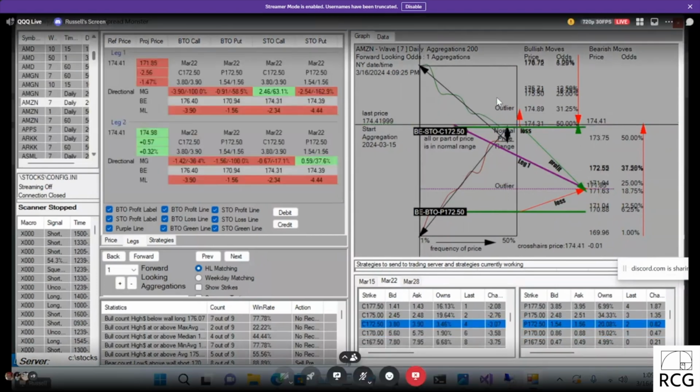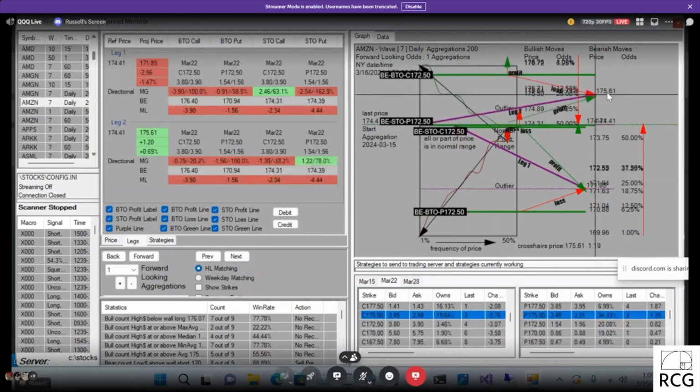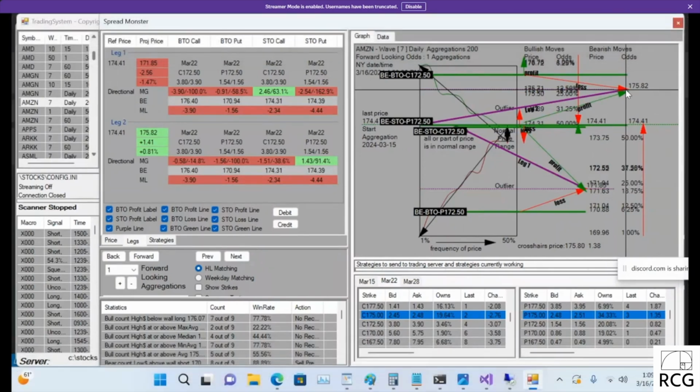And I can do the same thing on the upside. So I can see my break even on my BTO is on that green line way up there. So on my leg 2, I can see that I have all losing positions except if I'm selling the put, because it's in the green.